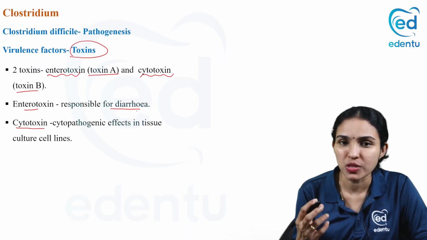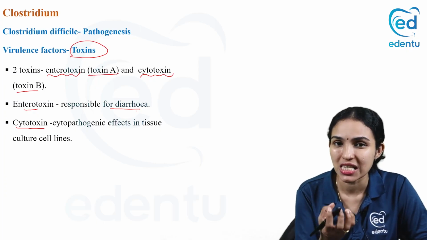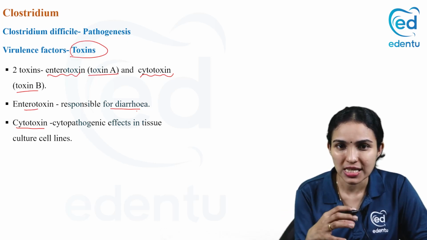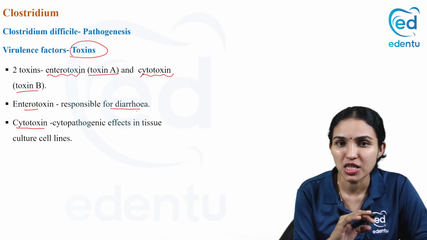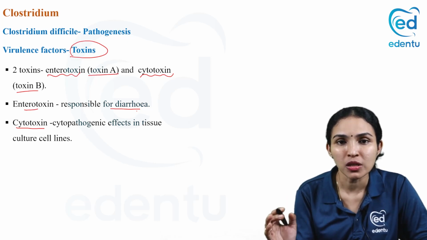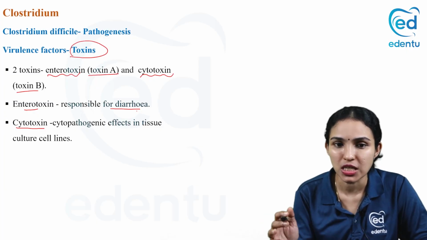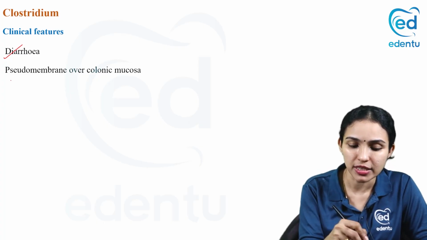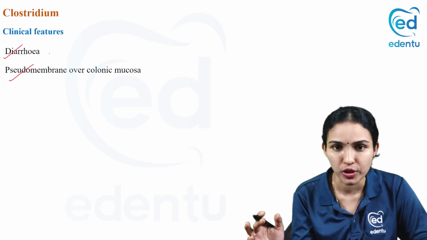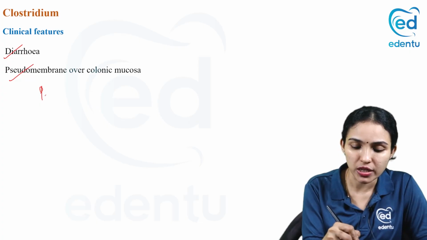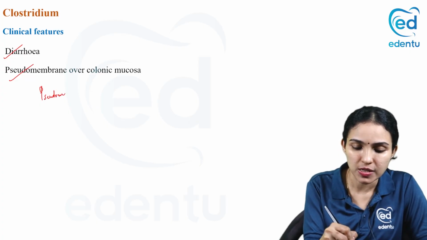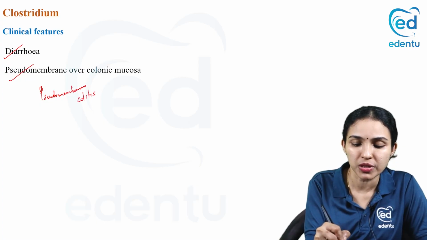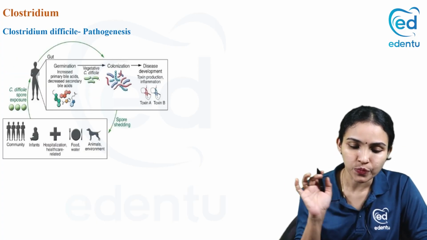When this bacteria produces this cytotoxin, it can cause destruction of the cells in the colon, and that can lead to necrosis. And all these necrosed cells, inflammatory cells, everything will together form a pseudomembrane which covers the colon. So it's called pseudomembranous colitis. So the two conditions that you have to remember: diarrhea and also pseudomembrane which is covering the colonic mucosa. That is why it is called pseudomembranous colitis. Sometimes the question can be in this form, pseudomembranous colitis. You have to remember it is caused by Clostridium difficile.